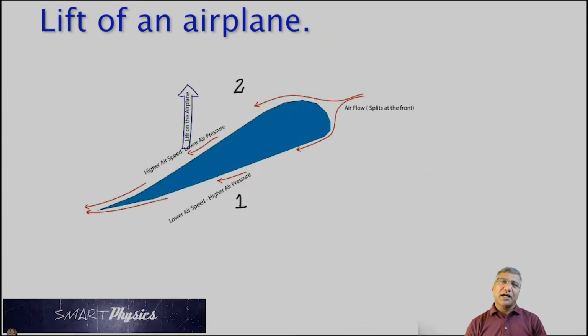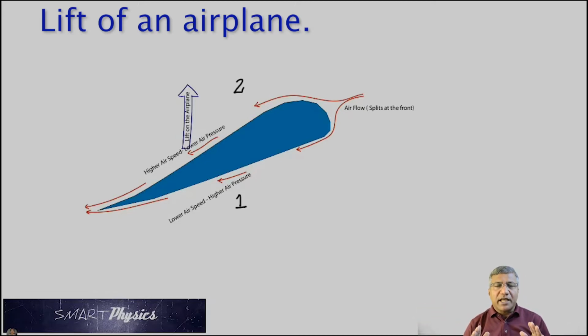Now, how does this apply to the lift of an airplane? What you see in the diagram is the profile of the wing of an airplane. So you see that the bottom part of the wing is flat while the top part is curved. Remember, that's the wing of the airplane, and the view is along the tip, so that means along the length of the wing. So you're seeing the top part curved and the bottom part flat.